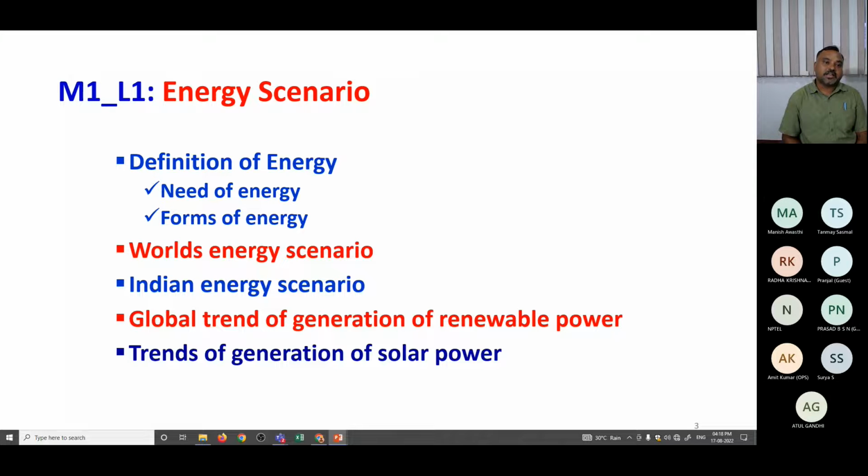So in lecture 1 of module 1, we have covered the energy scenario. We have defined need of energy, forms of energy, world energy scenario, then Indian energy scenario, global trend of generation of renewable power, trends of generation of solar power.